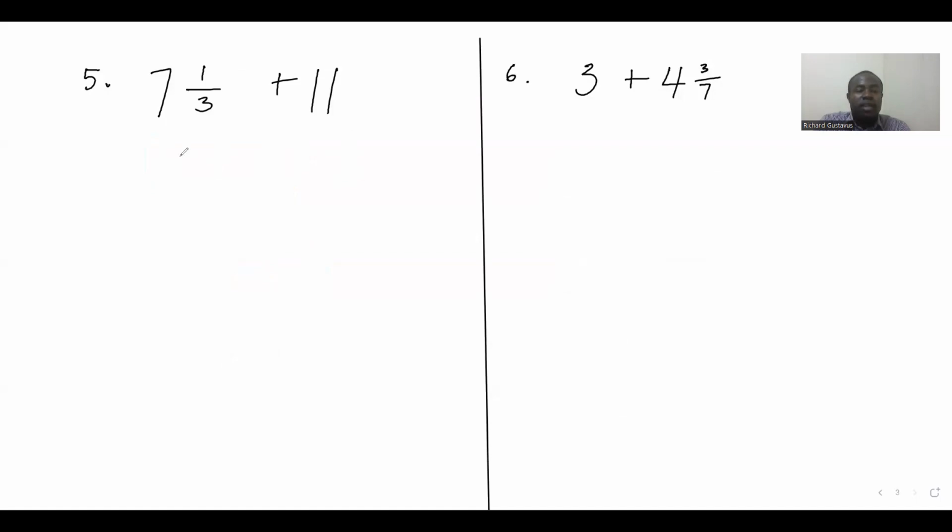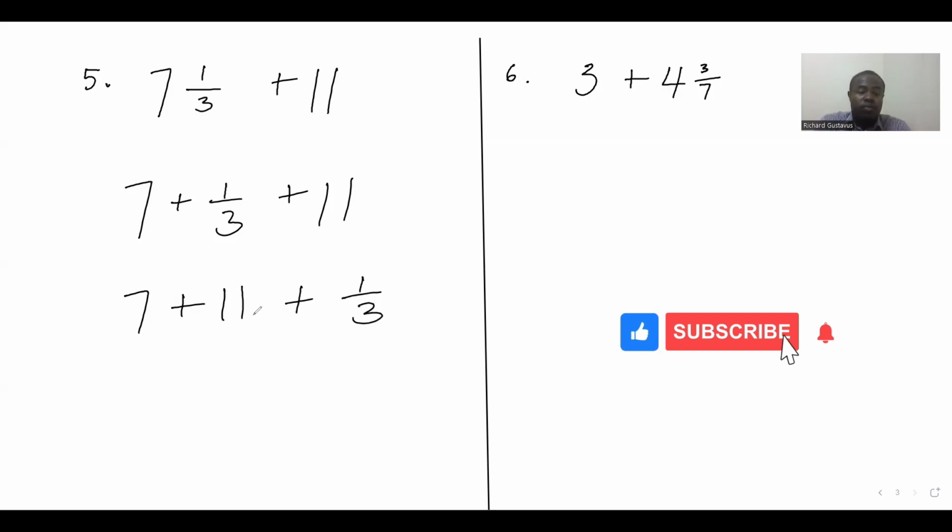So right here we have 7 1/3. Now 7 1/3 can be expressed as 7 plus 1/3, plus 11. So let's group our whole numbers. Our whole numbers are 7 and 11. And then we put back our common fraction, which is a third. So let's add 7 and 11. 7 plus 11, that will give us 18. And then we add back the third to the 18. And 18 plus a third is just 18 and a third.